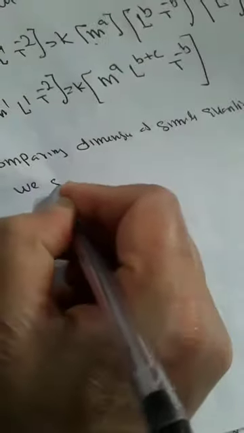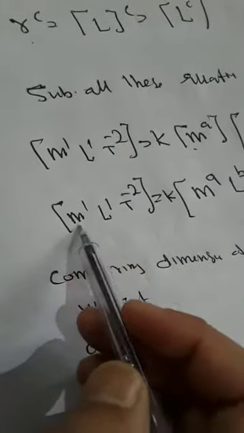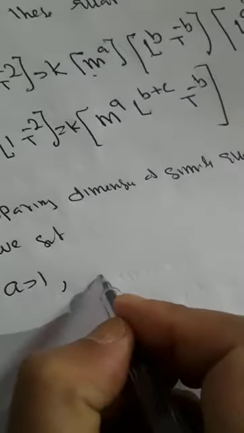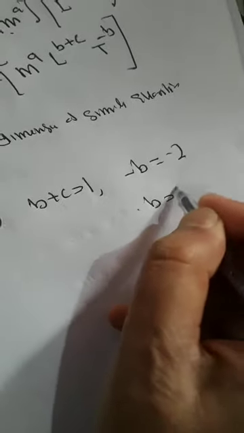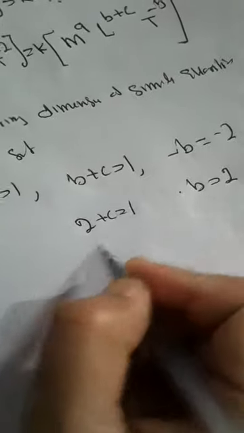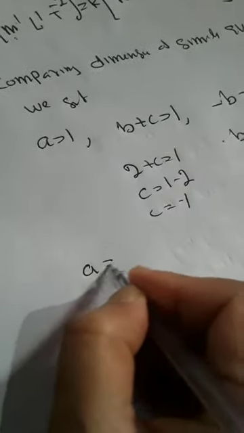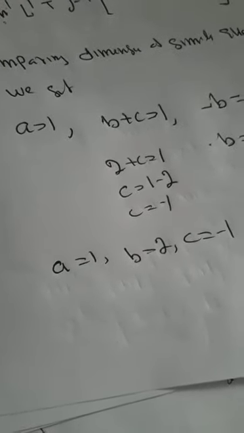We get here a is equal to 1, because the power of mass is 1. Here the power of mass is a, so a is equal to 1. L: b plus c is equal to 1, and minus b is equal to minus 2. Here ultimately b is equal to 2. When we substitute b here we get 2 plus c is equal to 1, so c is equal to 1 minus 2, c is equal to minus 1. Ultimately we get a is equal to 1, b is equal to 2, c is equal to minus 1. We got the values of a, b and c.